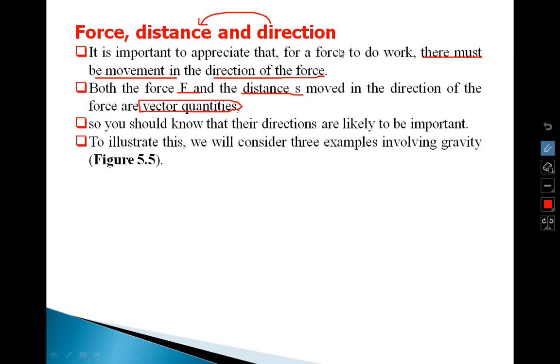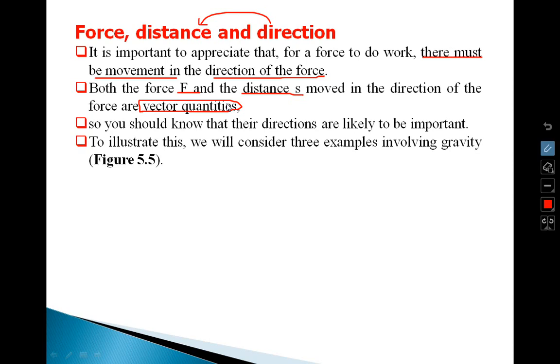So first, to understand the relation between force, distance, and direction, we need to keep in mind that there must be movement in the direction of the force. Second, both force F and distance S moved in the direction of force are vector quantities. So now you should know that their directions are very important.